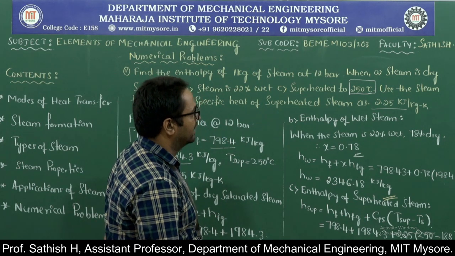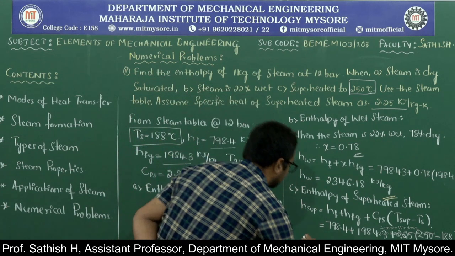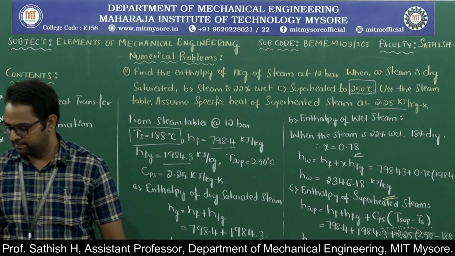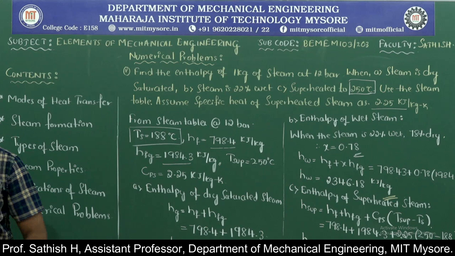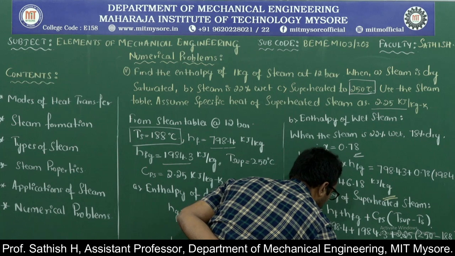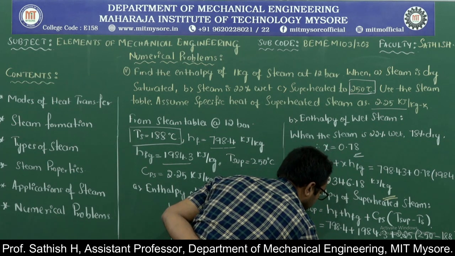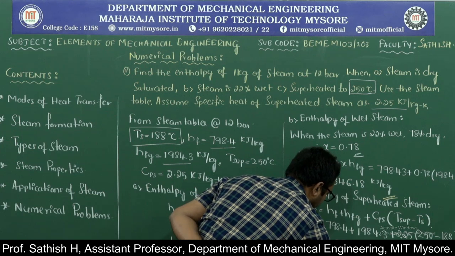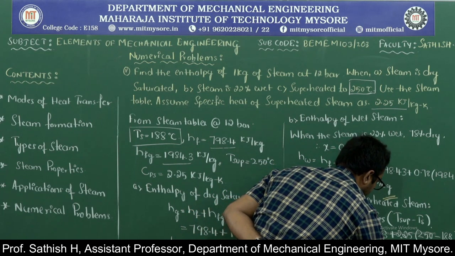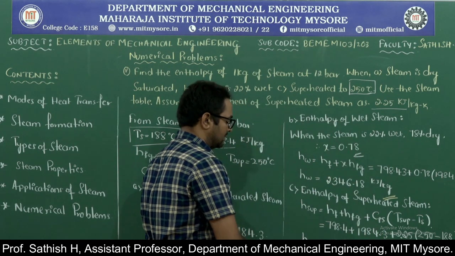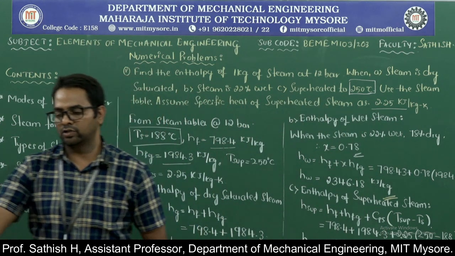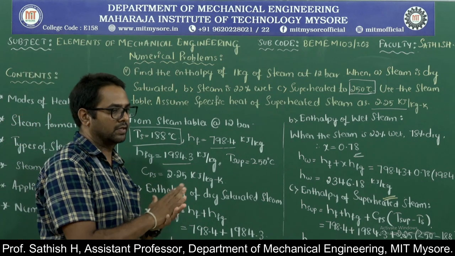Okay, so if you simplify this, you will get the answer as H superheated is equal to 2922.43 kilojoules per kg. Okay, that is the answer for the enthalpy of the superheated steam. So in this way we have found out all the three unknowns, which they have asked us to find out here.